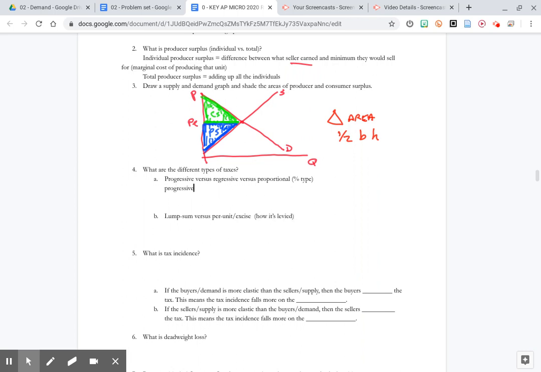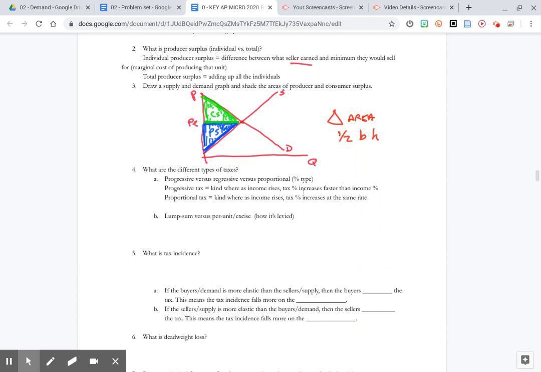So a progressive tax equals a kind where as income rises, tax percentage increases faster than income percent. A proportional tax is the kind where as income rises, tax percentage increases at the same rate.